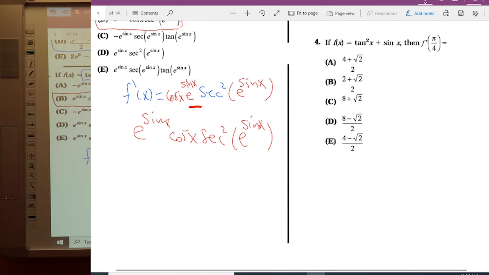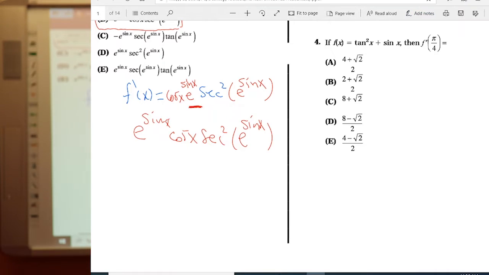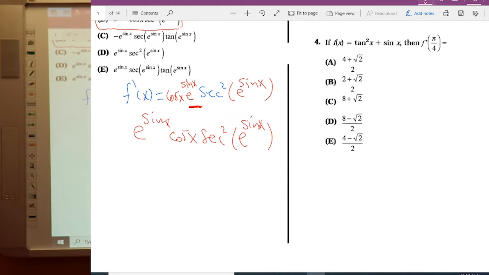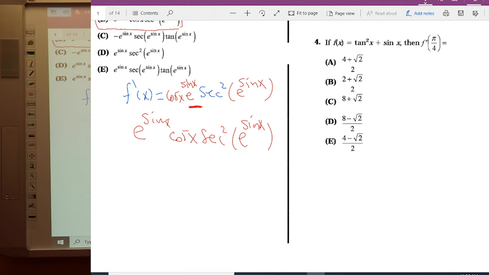Here, another problem. He wants a trig function, again another trig function. As I told you, this guy here, trig function. Let me start with the problem. I'm going to write it in a different way. F of x equal tan x square plus sine x. Before I derive it, I'm going to write it in this form. This form makes it easy for me to solve.